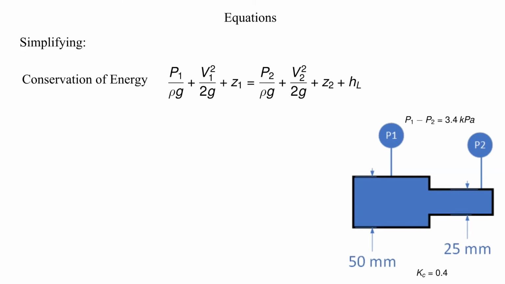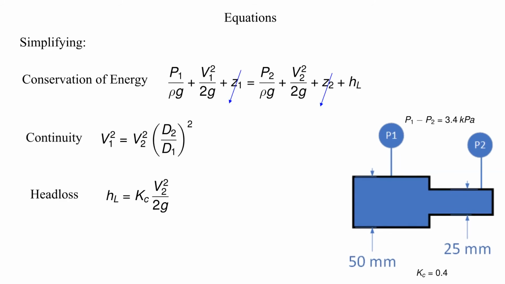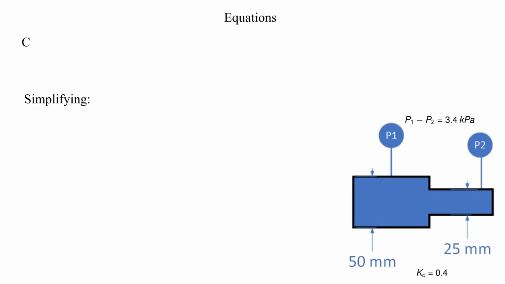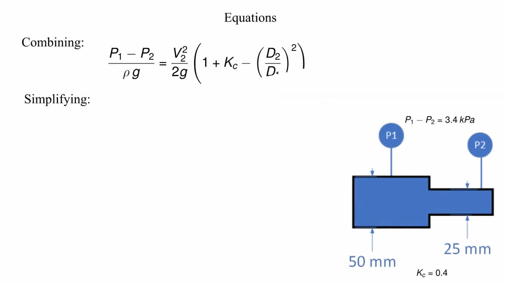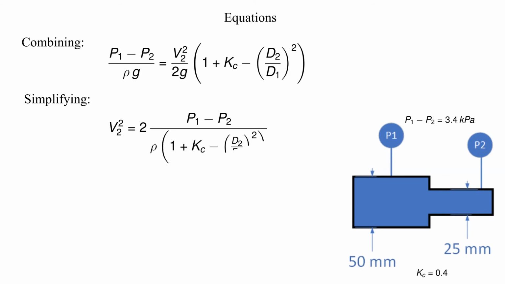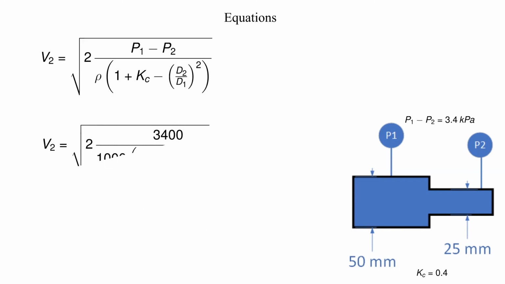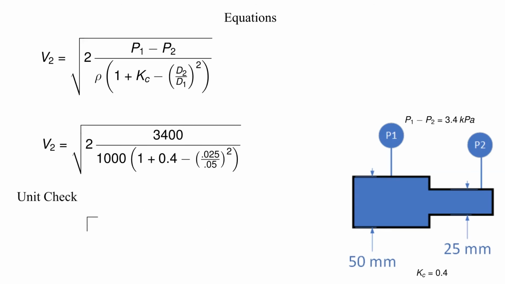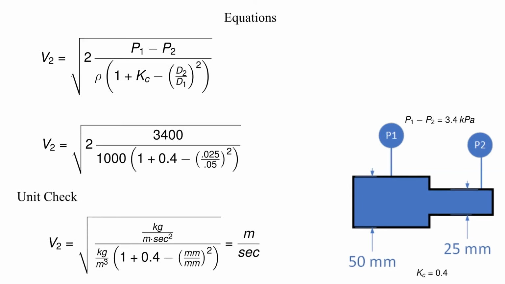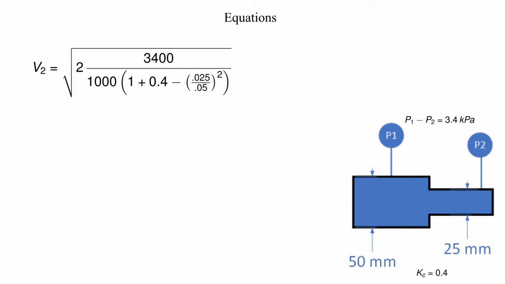Let's start to simplify. First, it is clear that the elevations at point 1 and point 2 cancel. Now we substitute the expression for velocity 1 squared and solve for velocity 2. Now let's plug in the numbers. But before we go further, let's check our units. Units are good. Solving for the velocity of 2, it is 2.43 meters per second.